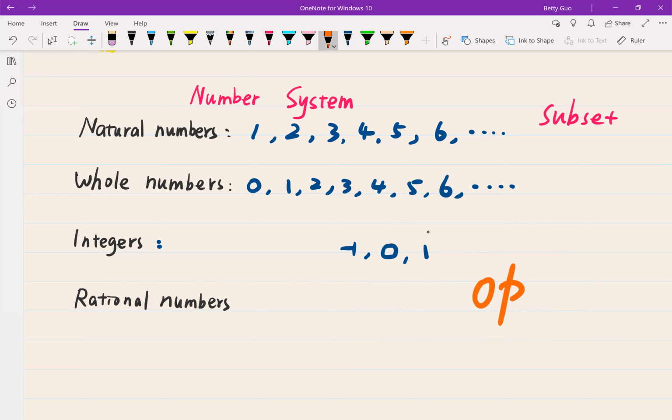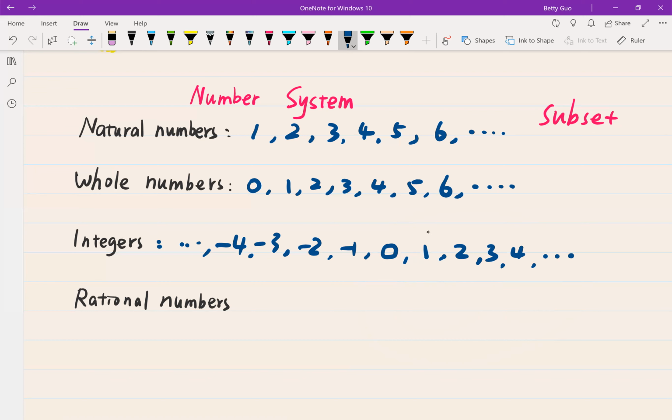This word, opposite. -1 is the opposite of 1. 1 is the opposite of -1. The two numbers add up to 0. -1 and 1 add up to 0. They have the same numerical power, but opposite sign. 2, -2. 3, -3. 4, -4. And so on and so on.